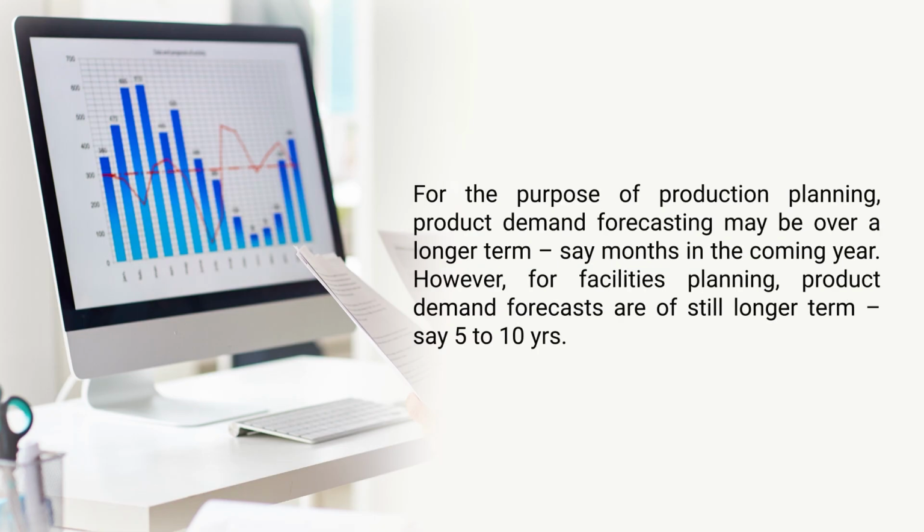For the purpose of production planning, product demand forecast may be longer term, say months in the coming year, or it can be a year also. However, for facility planning, product demand forecasts are still longer, say 5 to 10 years. So we have shown that for inventory control and product demand, we can have a short term basis for forecast.